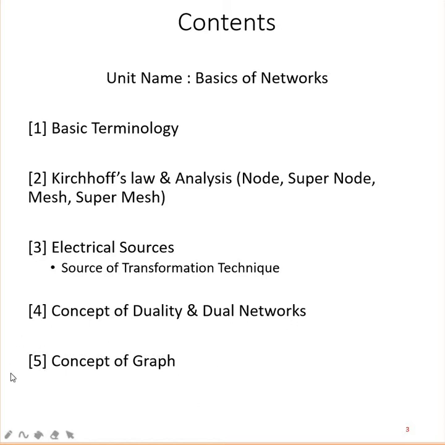Then the last topic is the concept of the graph. In that one, you will derive the incidence matrix, or another one is the tie set matrix, cut set matrix. That's all. So this is the total set of topics in the basics of network unit.